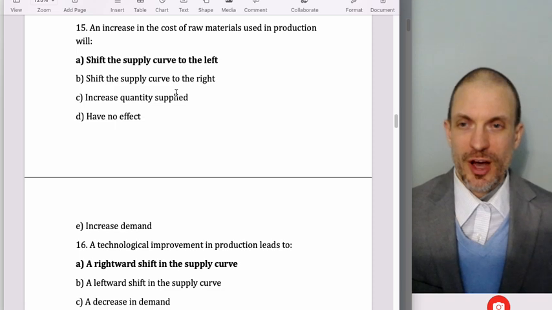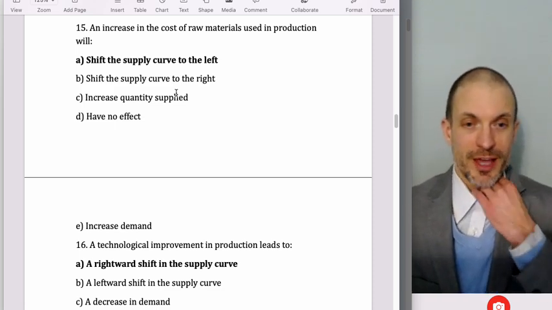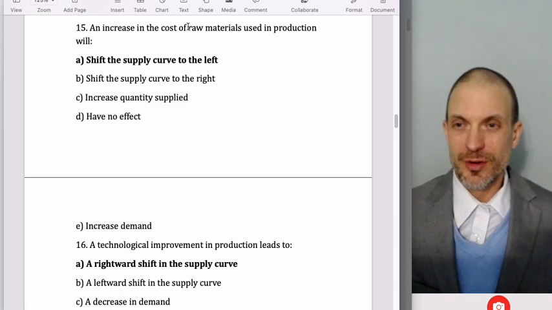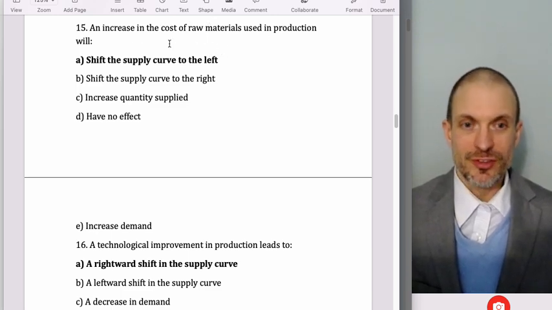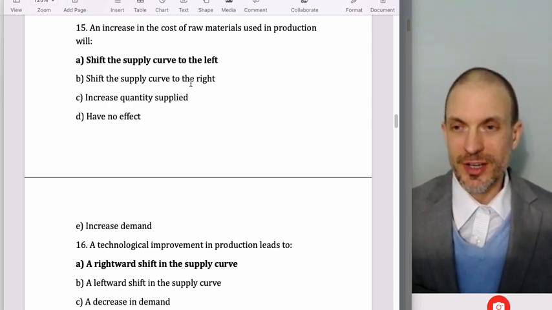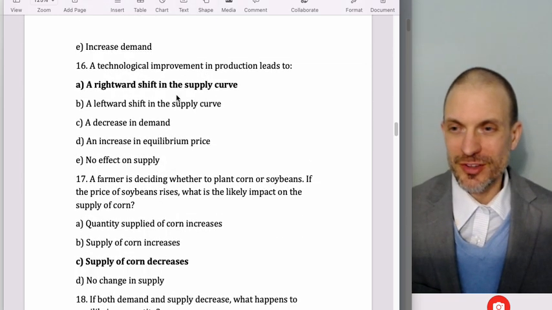An increase in the cost of raw materials used in production will shift the supply curve to the left, right? So this is a change in the price of an important input. So if it increases, it's going to be more costly to produce whatever this product is at all possible quantities. And so that's going to give us a shift of the entire set of plans, the entire production process.